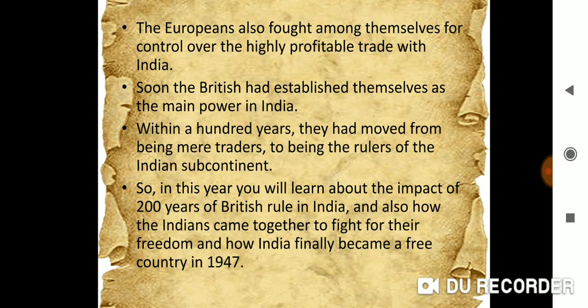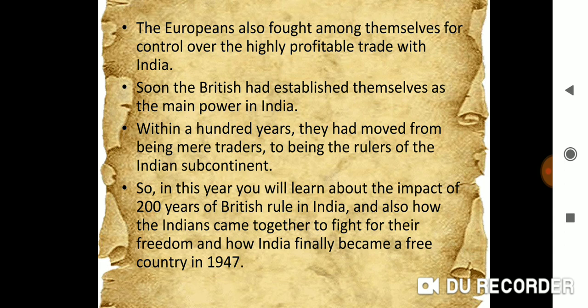The Europeans also fought among themselves for control over the highly profitable trade with India. All of you know, not only the British East India Company came, the French company came, the Dutch company came, the Portuguese came. They also fought among themselves. Who will control the highly profitable trade with India? So many European companies came into India at that time, and they also started fighting among themselves for control over the highly profitable trade with India.